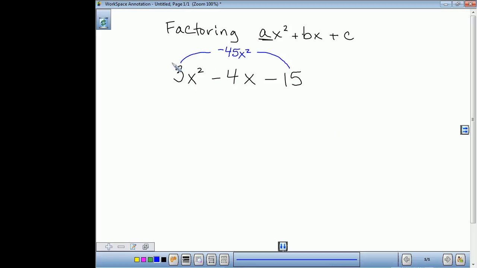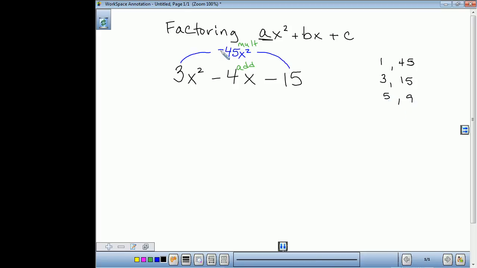Whenever there's a number out in front that's not 1, this is what we have to do first. And then we're going to ask ourselves that very same question that we did earlier. But this time we're going to say, what do I multiply to get negative 45 that I add to get negative 4? So we're going to think about our factors this time of 45. I've got 1 and 45, 3 and 15, 9 and 5, or 5 and 9.